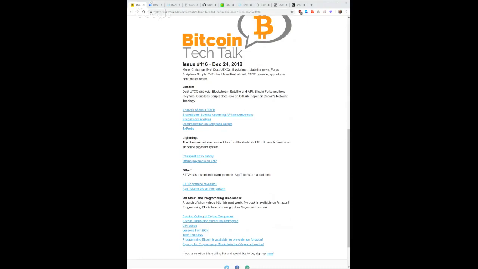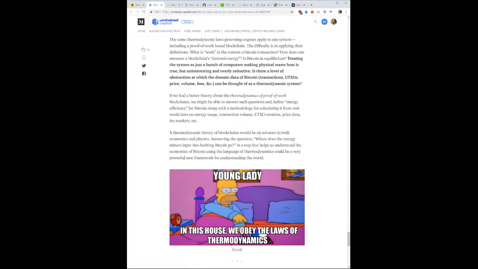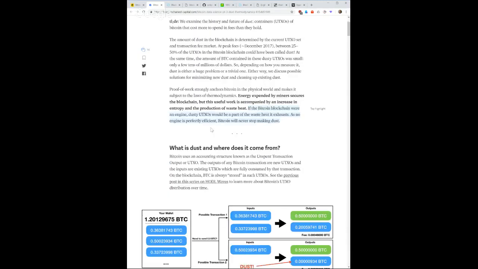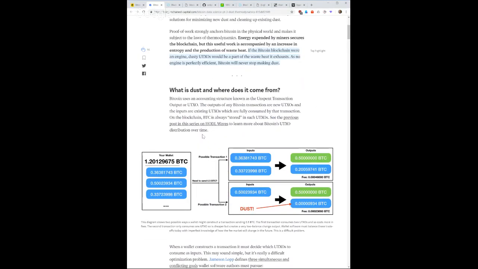All right, so let's take a look at the first story: analysis of Dust UTXOs. I don't know how to pronounce this guy's name. Dhruv Banzel, I think. Anyway, he goes into, I think Unchain Capital, a really good analysis of what Dust transactions are and sort of the economics behind that. Because obviously you need to be able to spend them, but there's a fee that needs to be paid. And if the fee is higher than the Dust amount, then it's economically unreasonable to go and spend them.